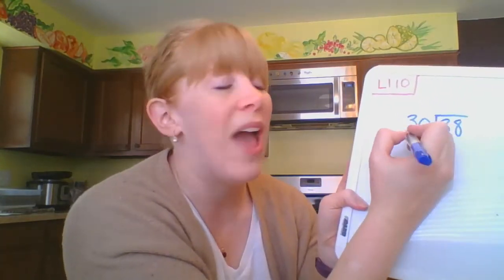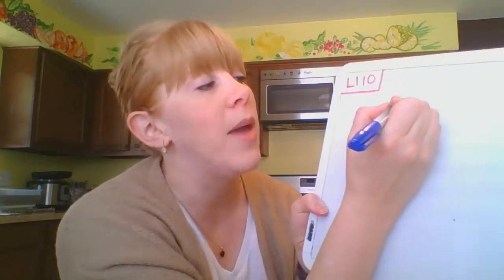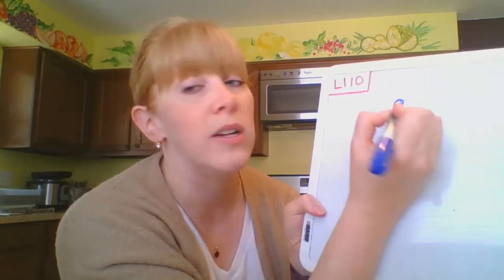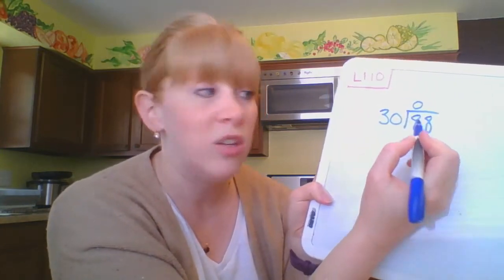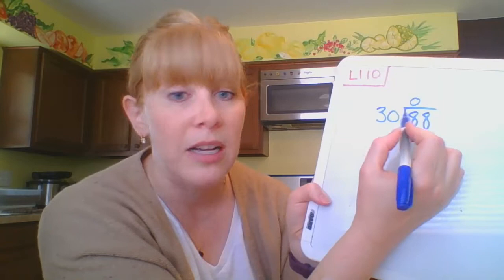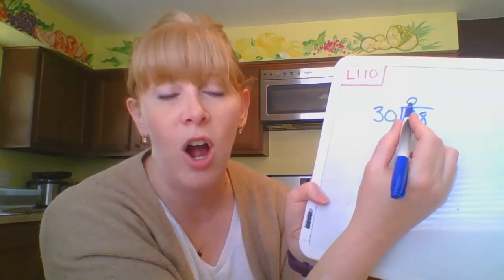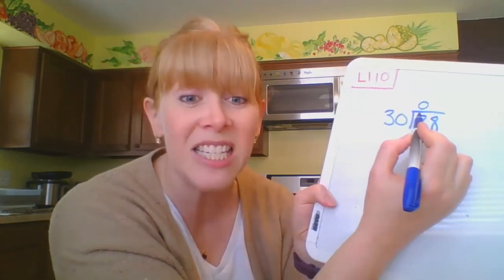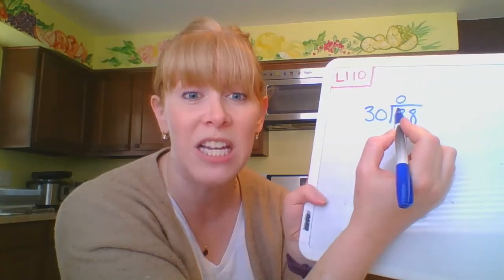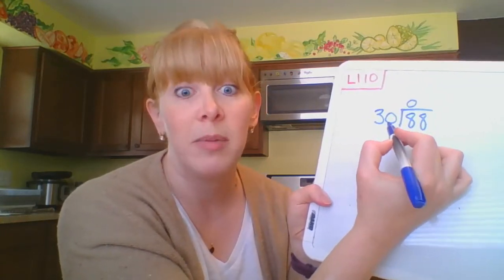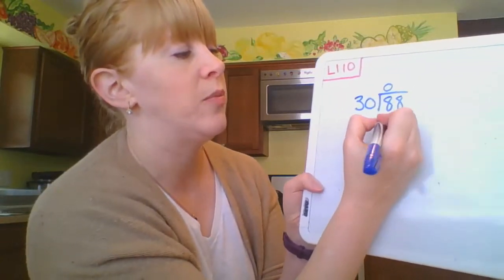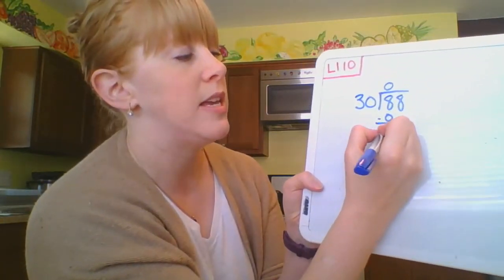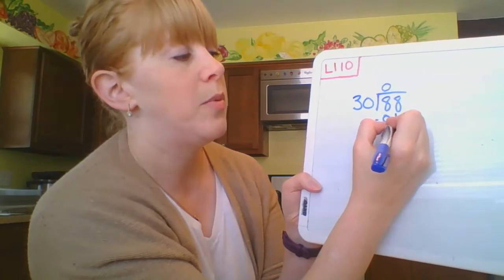So I know anytime I have a double digit divisor, I'm automatically going to have to use a 0 as a placeholder for my first digit when I'm dividing, because you can't fit a double-digit number inside of a single-digit number. So you're always going to have at least 1 0 placeholder in your quotient if you are dividing by double-digit divisors. So 0 times 30 is 0. 8 minus 0 is 8. Now I'm going to bring down my 8.